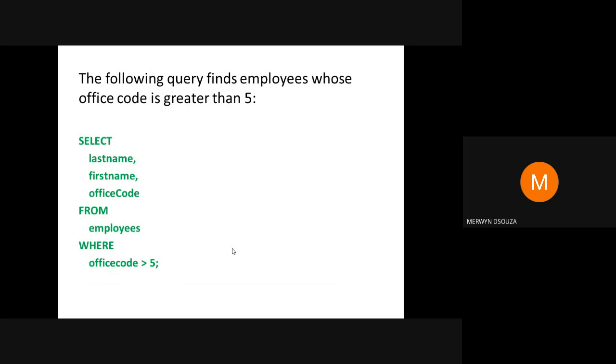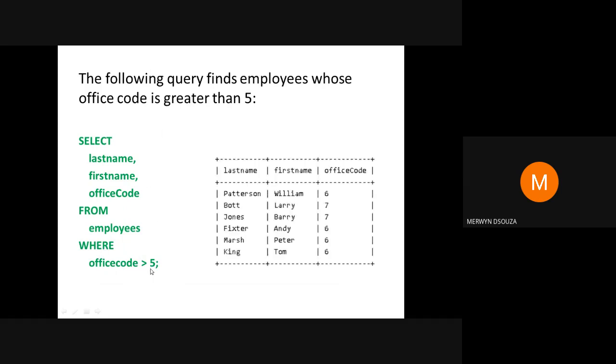Another example of comparison operators: we could find all employees whose office code is greater than 5. You could write the query something like this: select last name, first name, office code from the employees table where office code is greater than 5. Then you will get the output something like this. These are all the employees whose office code is greater than 5.